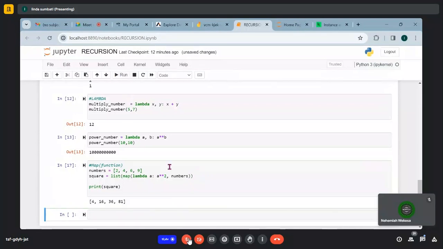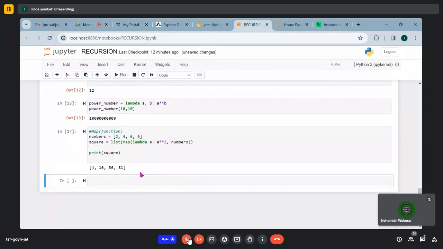Let's see. So you see, if you don't place the list, it will just give you the iterative function which you had seen. But if you introduce the list, now it gives us what is in that iterative function. So definitely we are mapping on lambda, then a raised to 2. Then a raised to 2, it will go through the numbers because that is the variable that we had assigned. So it will go to 2, it will give us 2 raised to 2, 4, 4 raised to 2, 16, 6 raised to 2, 36, then 9 raised to 2, 81. So that is how map works, like the map inbuilt function of Python. That is how it works.